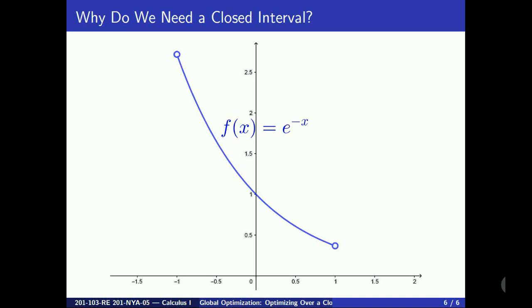Now in the next two videos on global optimization, we look at examples where the closed interval method is used to obtain the maximum and the minimum.